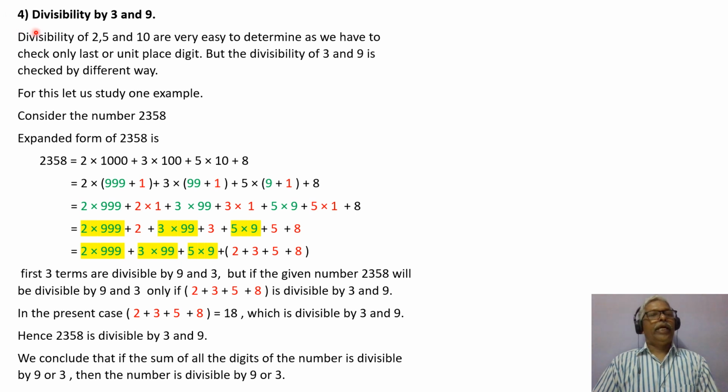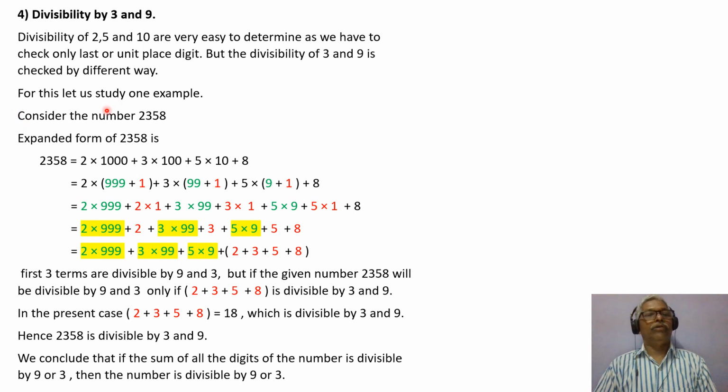Fourth one, divisibility by 3 and 9. Go through this comment. Divisibility of 2, 5 and 10 are very easy to determine as we have to check only the last or unit place digit. We have seen this, whether any number is divisible by 2 or 5 or 10, we see only the last digit and decide it. But divisibility of 3 and 9 is checked in a different way. And this is the way.